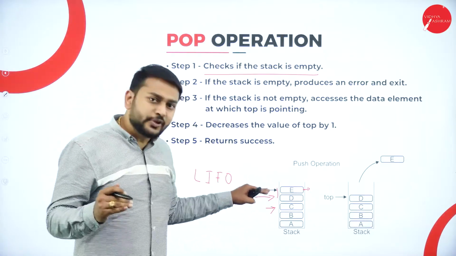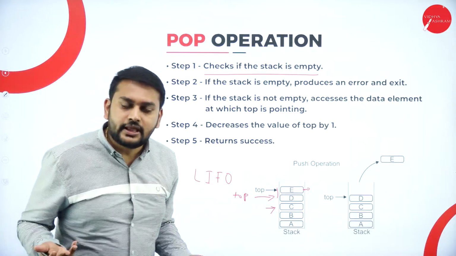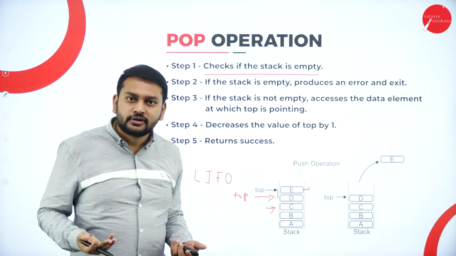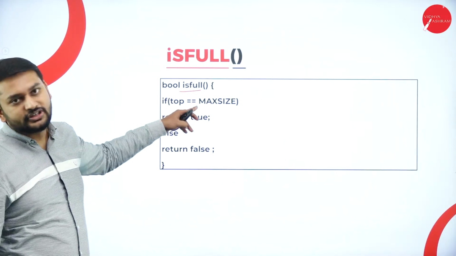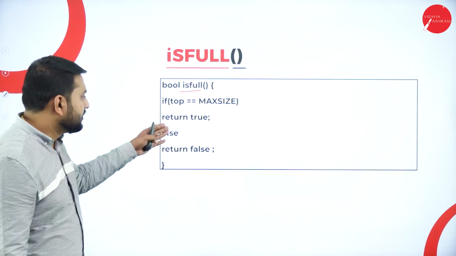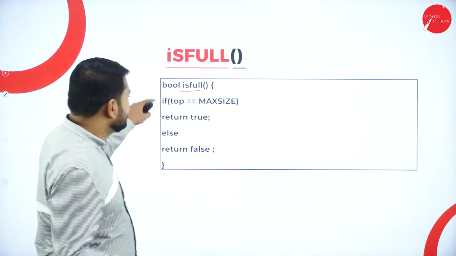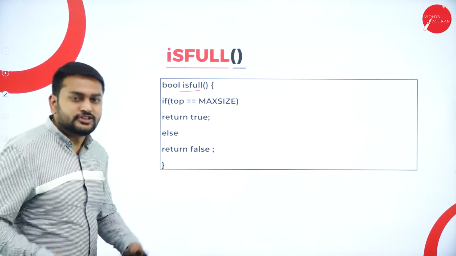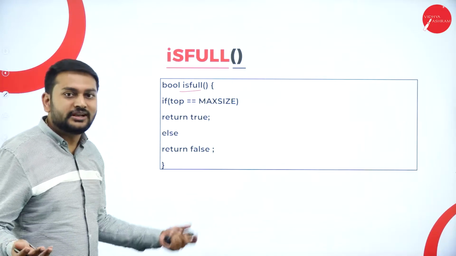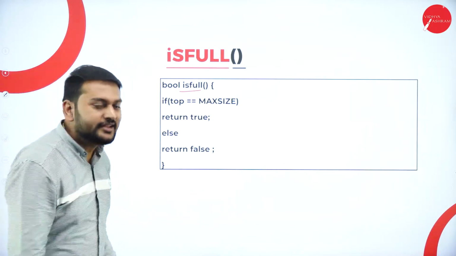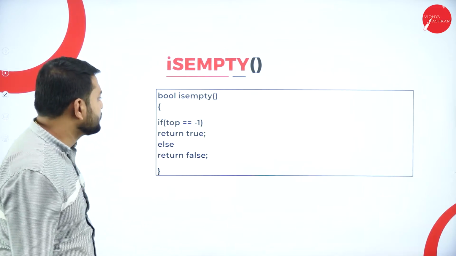If the top is equal to the maximum size, obviously my stack is full. Correct? That's what I've tried here. If top is equal to the maximum size, then return true. If it returns true, then I will call it stack is full. Else return false. False in the sense stack is not full. It's very simple. I'm just keeping it simple so that you will understand this. Moving forward to the next one.